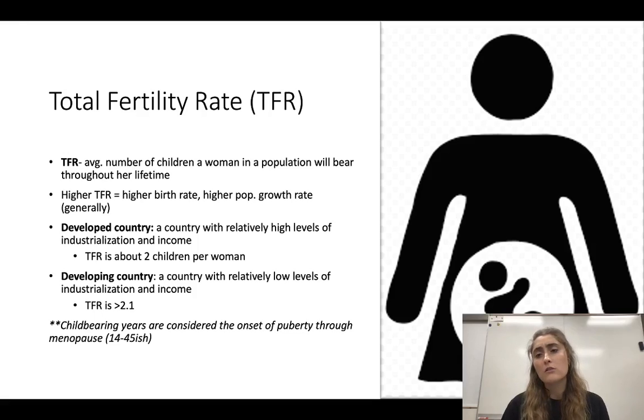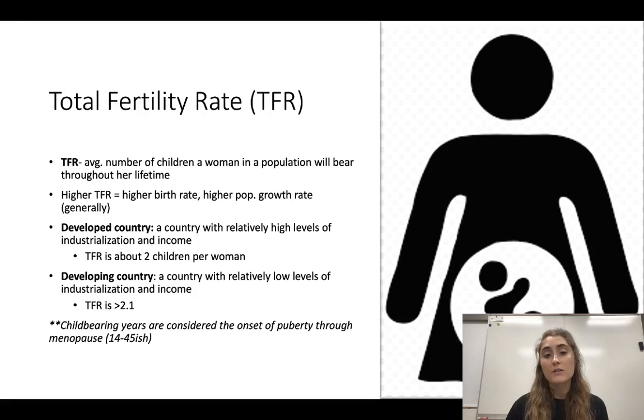Total fertility rate is usually dependent on whether you live in a developed or a developing country. A developed country, by the way, is generally a country that has relatively high levels of industrialization and income. In most developed countries, we see a TFR of about 2 children per female. This is also called replacement level fertility, which we'll talk about here in a minute.